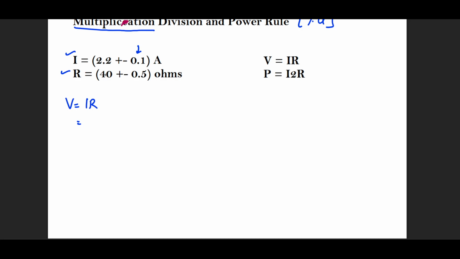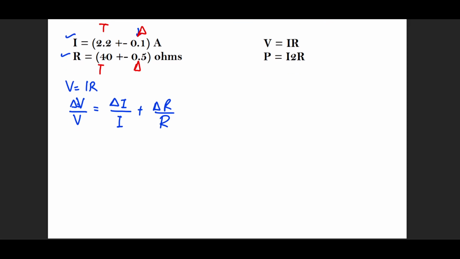Now, the error function looks something like this. We have delta V, or the error in V, divided by V, the actual answer of V, equals delta I, or the change in I, divided by the true value of I, plus delta R divided by the true value of R. Where are the deltas? The first values in both terms will be the deltas. These are our true values, which will be used for the calculation. Again, there will be two steps for this. So this is my error function for this particular problem.